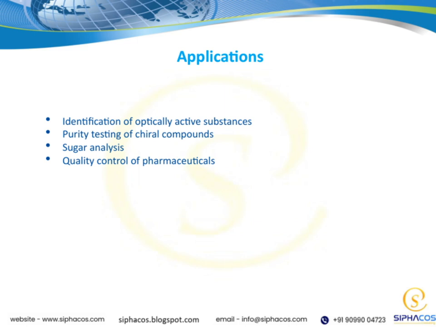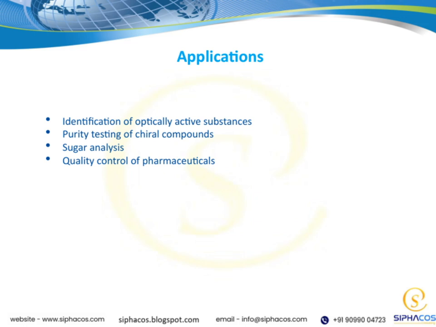First, the identification of optically active substances is crucial in many fields, especially in pharmaceuticals and natural products. Knowing whether a compound is optically active helps us understand its structure and potential biological activity. Next, purity testing of chiral compounds is essential to ensure the safety and efficacy of drugs. Even small impurities or the presence of the wrong enantiomer can have significant effects, so accurate purity assessment is vital.